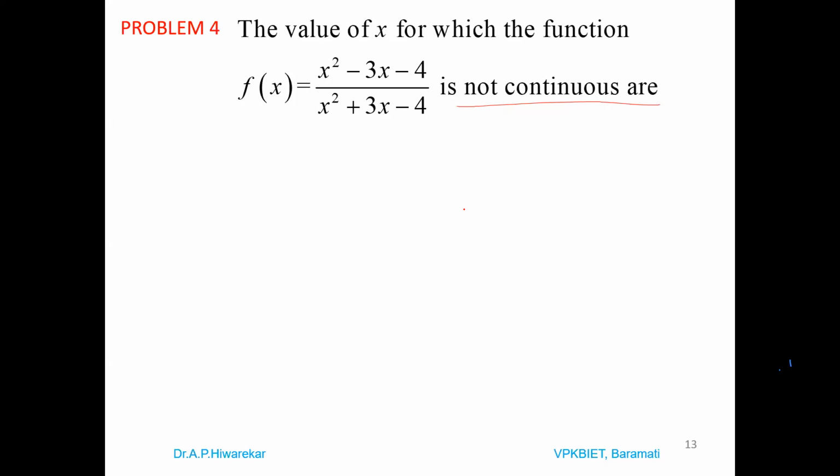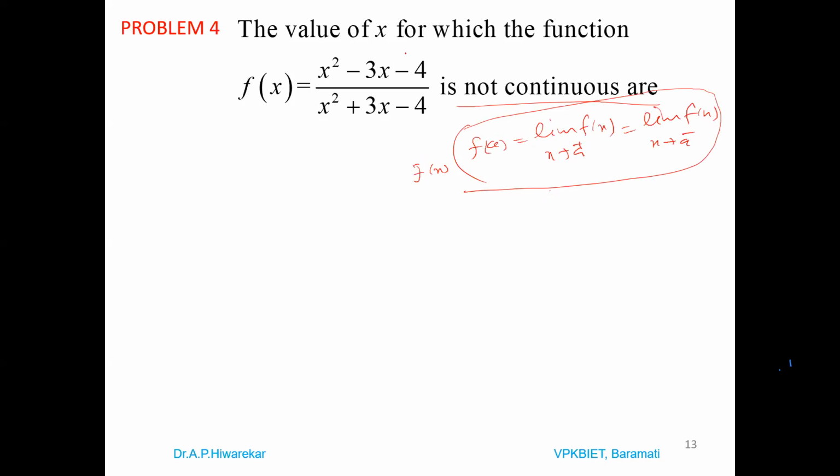The value of x for which the function is not continuous are. So when you say that the function is not continuous, it means this condition is not satisfied. What is the condition? f of a is the limit of f of x as x tends to a, which is also the limit of f of x as x tends to minus a. If one of the conditions is not satisfied, then the function is not continuous.